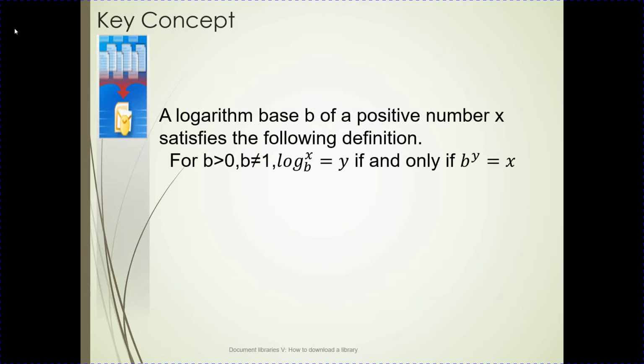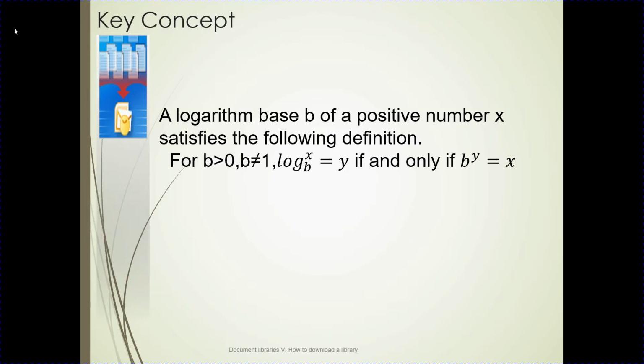A logarithm base b of a positive number x satisfies the following definition. For b greater than 0 and b different from 1, the logarithm of x to the base b is equal to y if and only if b to the power of y is equal to x. From this definition, you can observe that logarithmic function and exponential function are inverse to each other.